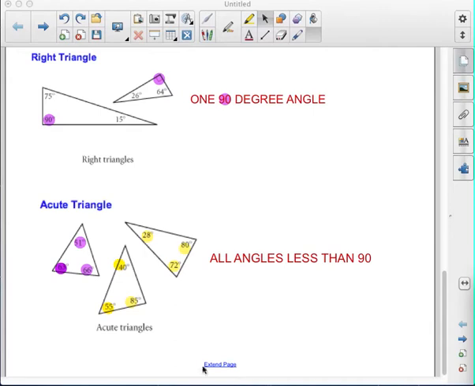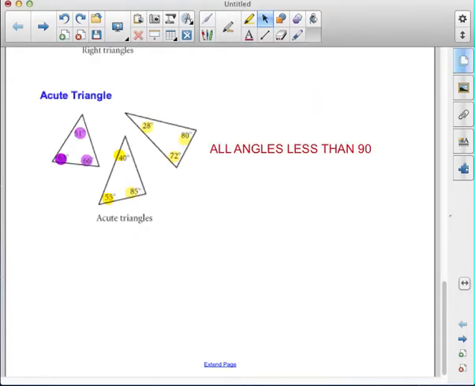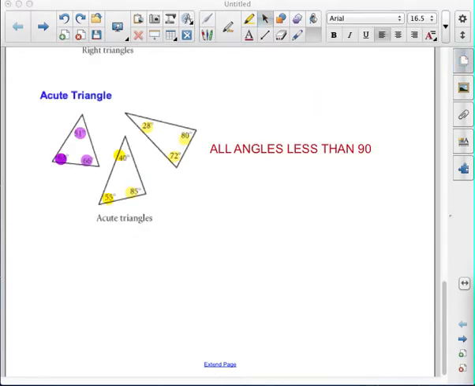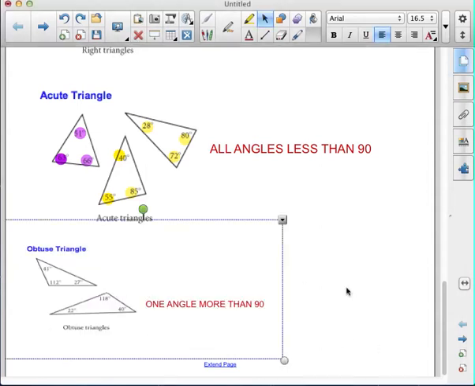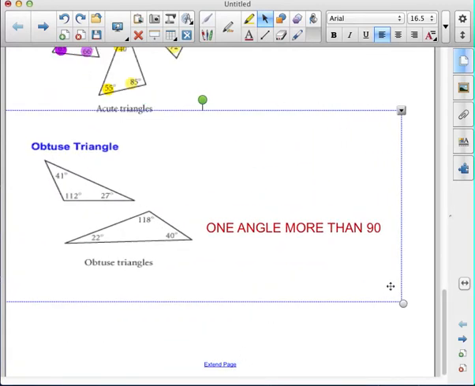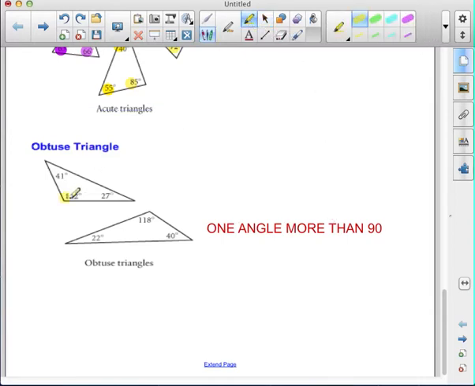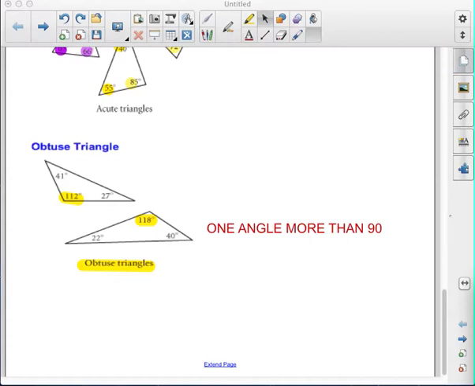And if you're thinking about that other special angle that we talked about and wondering if that applies to triangles, you are absolutely correct. Because now we also have obtuse triangles. In obtuse triangles, the triangle has one angle which is more than 90 degrees, which is an obtuse angle. So if you notice here, this triangle has one obtuse angle, and this triangle here has one obtuse angle, so they are both considered obtuse triangles because one angle is more than 90 degrees.